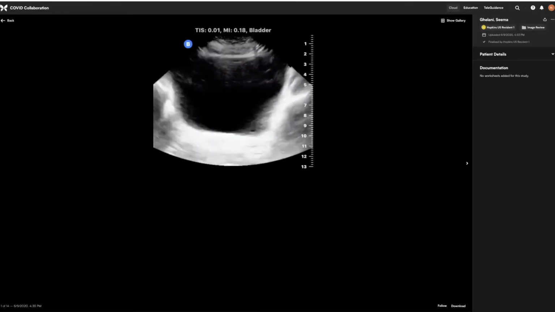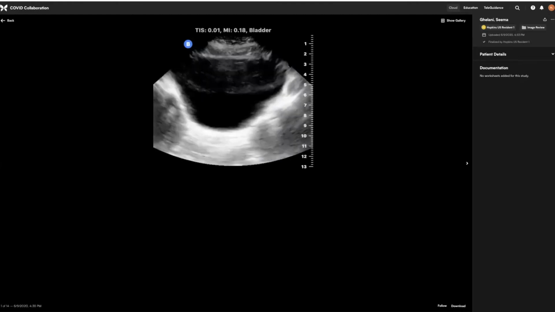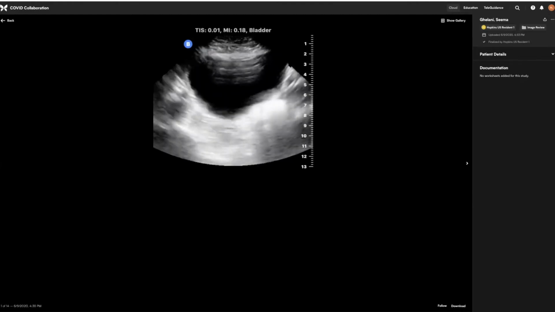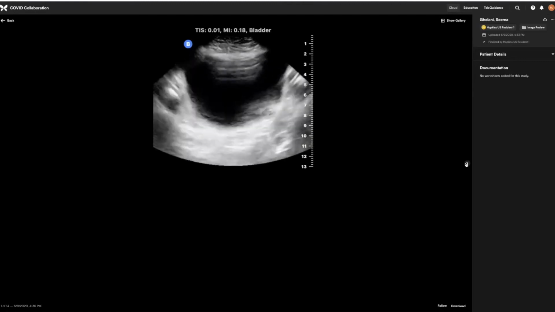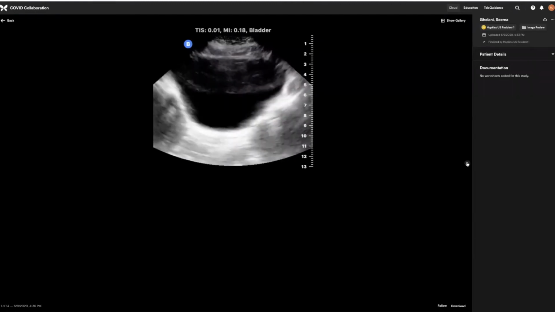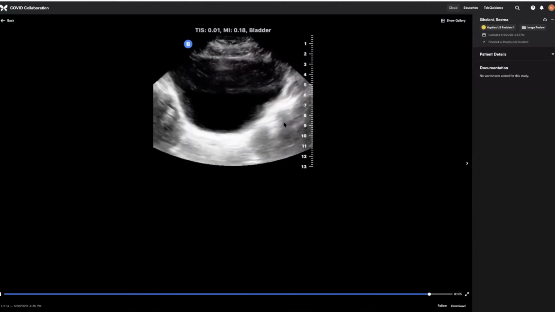So this one I kind of like because Johns Hopkins were really cool about developing some challenges to make their rotators engaged in kind of out of hospital scanning. And so what these guys had to do was they had to scan their full bladder. So here, this is a bladder in a transverse view.